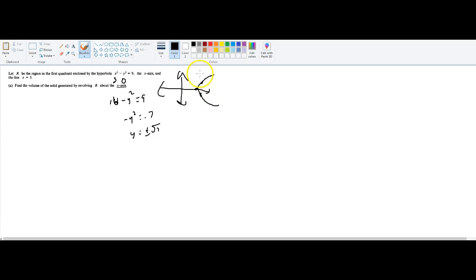And it says the region in the first quadrant. So we're not going to worry about this at all. Then it says enclosed by the x-axis, so this is part of my line.